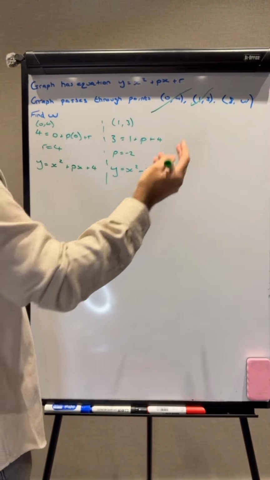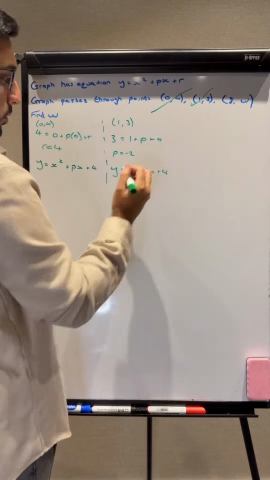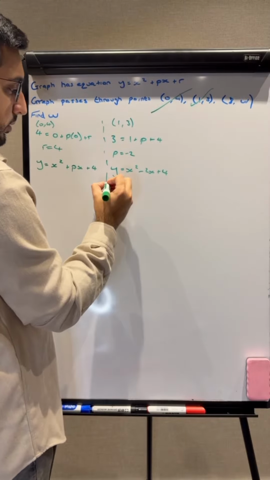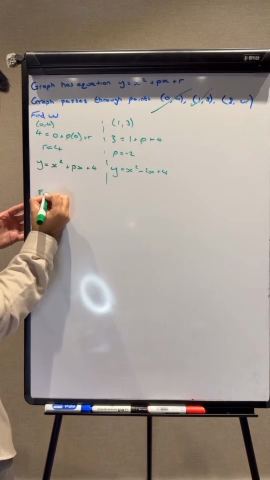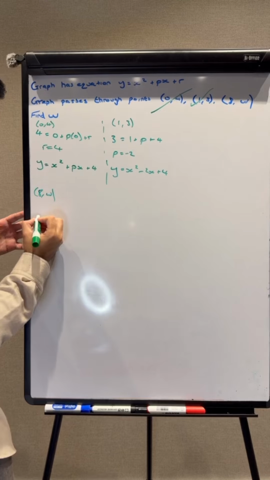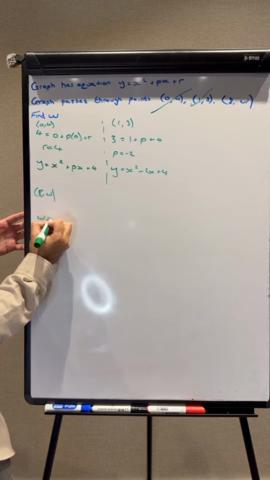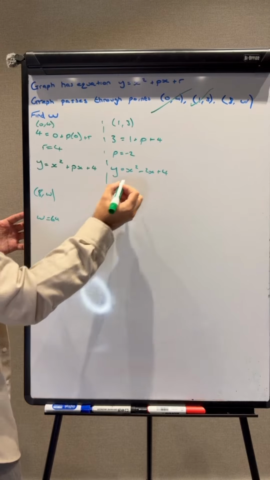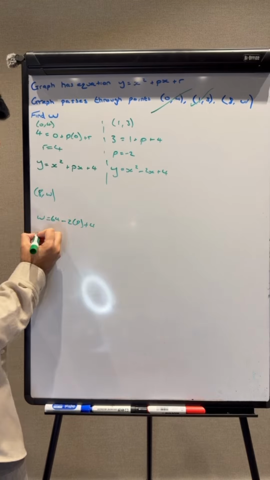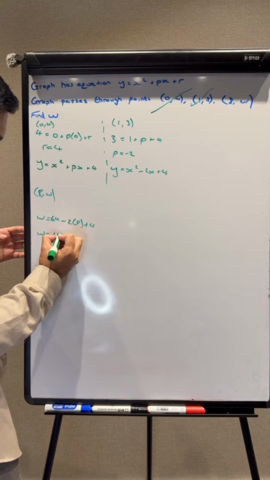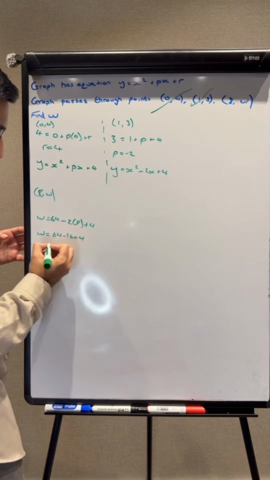Now you want to find w, so you sub this in. W equals, oh, I completely forgot my own system, 8 for w. So w equals 8 squared is 64, minus 2 times 8 plus 4, w equals 64 minus 16 plus 4.